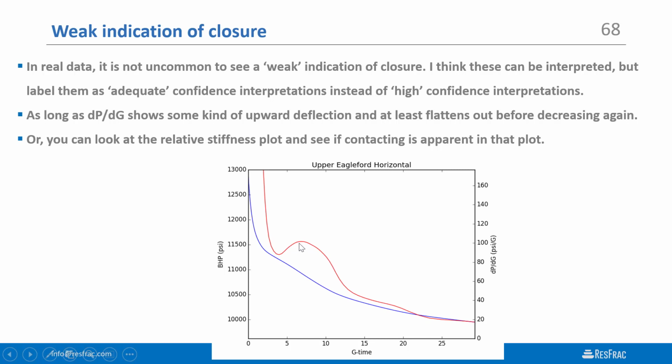If I don't see a clear separation, I might label it as a weaker indication of closure. I might call it adequate confidence instead of high confidence. Now, in roughly a quarter to a third of DFITs in shale, we won't even see that. We'll see the derivative just completely decreasing the whole time. I'm going to discuss that later. It's an important topic. We also see that in high permeability rock, and we tend to see that in microfrac tests. So it's certainly common, and it's important for us to discuss.